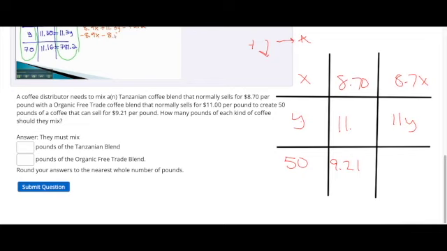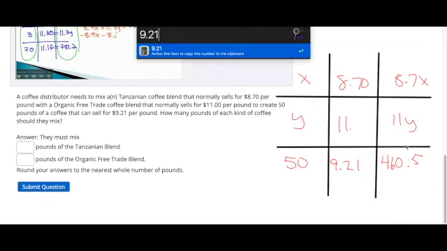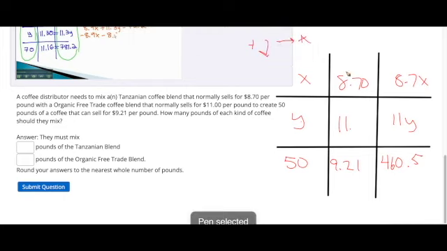Hang on, hit the wrong key. 460.5. I just want to make sure that's right. 9.21 times 50, 460.5. Yep, okay. So we're going to go back to this. Now, again, like the last problem, you've got this fully occupied, so we can use it. X plus y equals 50. And this column is fully occupied, so use that. 8.7x plus 11y equals 460.5.